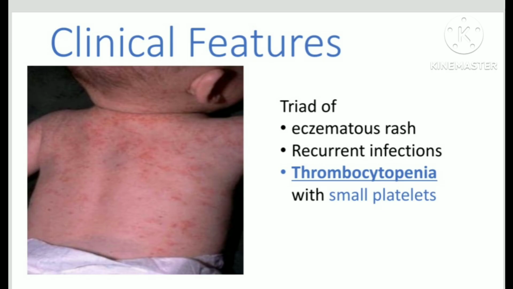This question was also recently asked in the NEET SS examination. So thrombocytopenia is a very important clinical feature of Wiskott-Aldrich syndrome, and normal platelets rule it out. The patient will typically have small platelets, and this phrase, small platelets, will also be very important in your exams when you see the history.